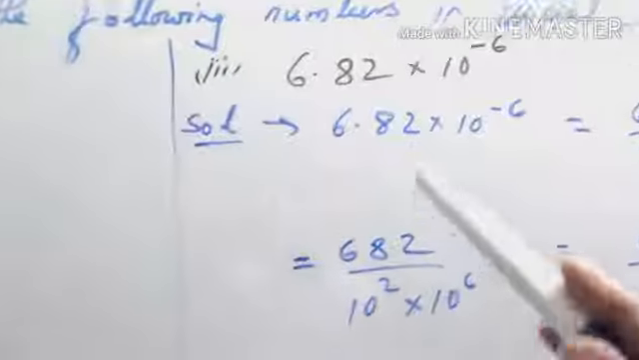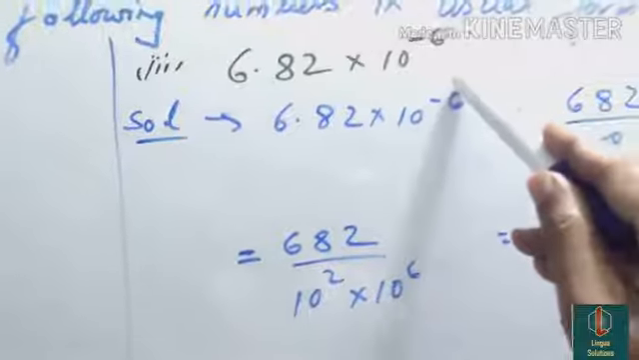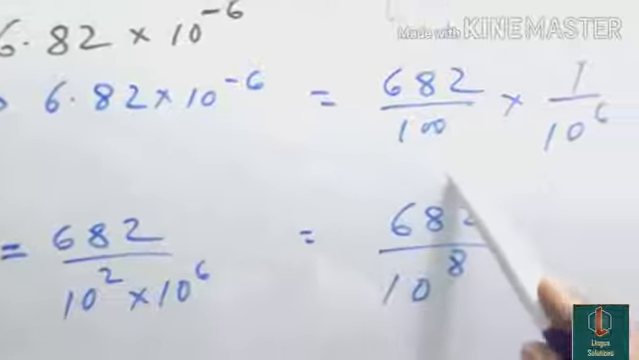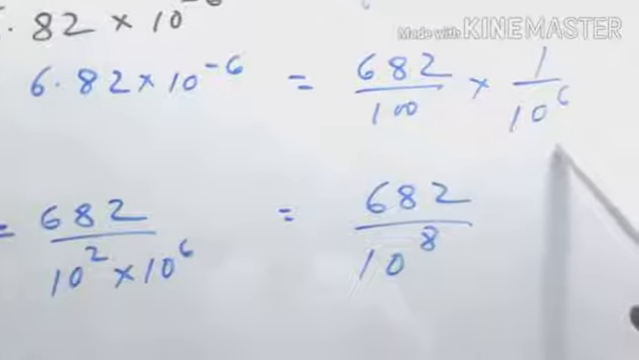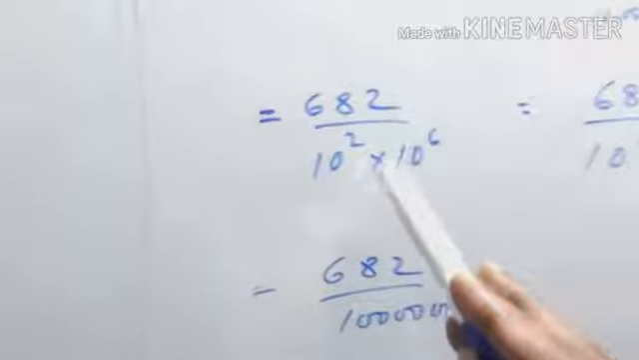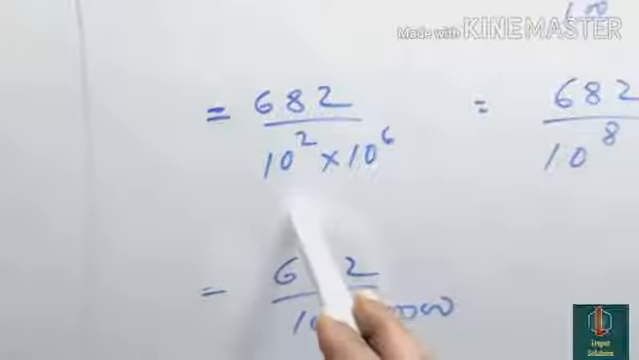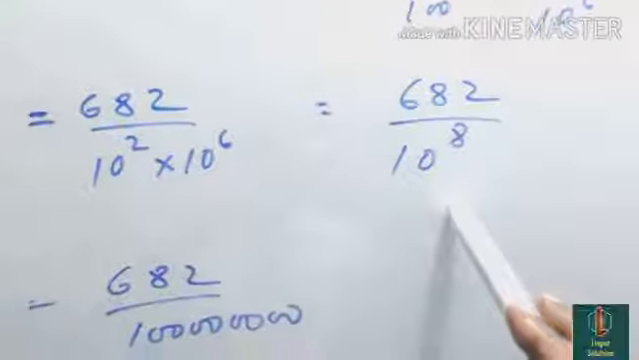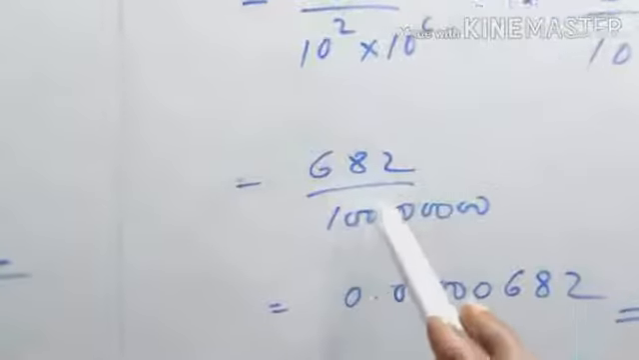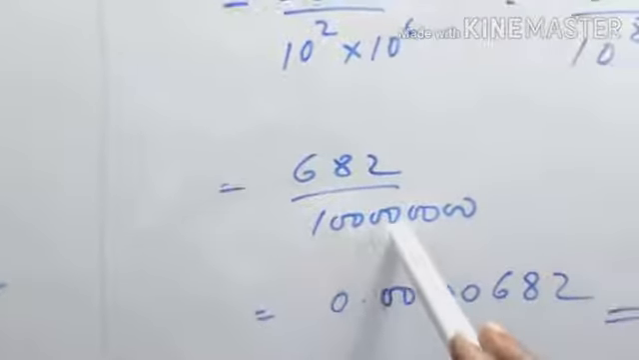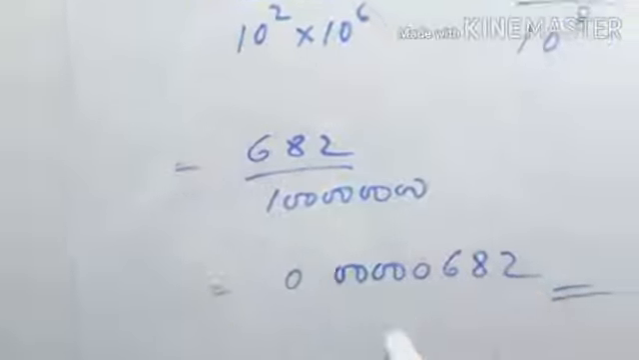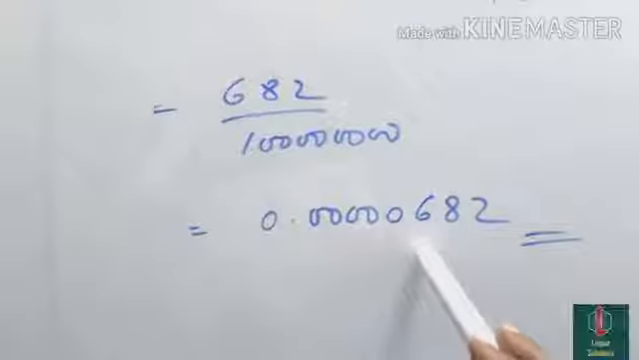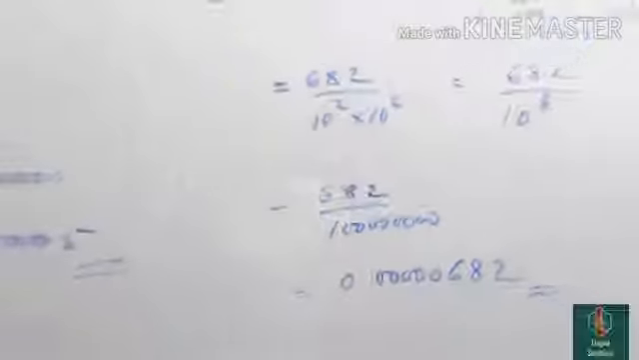Now next one, 6.82 into 10 to the power minus 6. So we can write it as 682 by 100 into 1 by 10 to the power 6 is equal to 682 by 10 square into 10 to the power 6 is equal to 682 by 10 to the power 8 is equal to 682 by 100000000, so here is equal to 0.0000682. This is the answer.